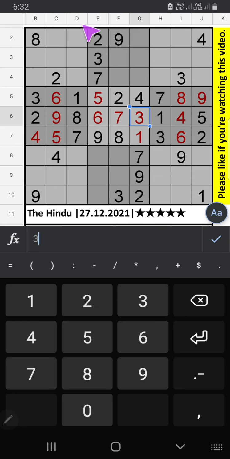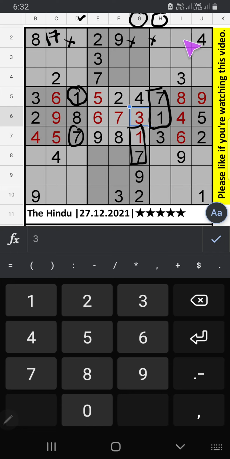In column D we have 1 and 7. Can't come in this cell. Also in column G we have 1 and 7. Can't come in this cell. In column H also we have 1 and 7. Can't come in this cell. They will come in both the cells, 1 and 7.